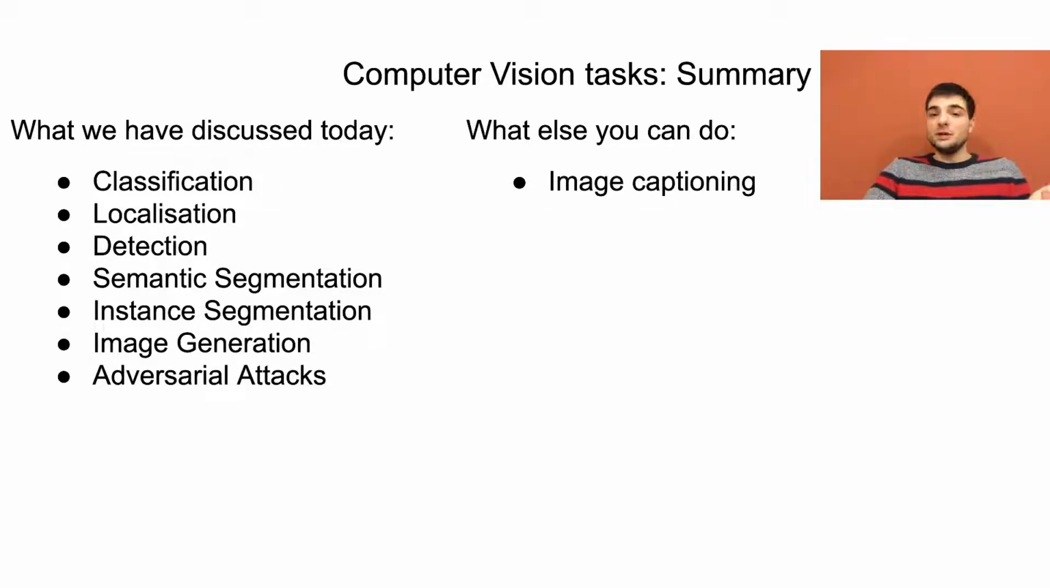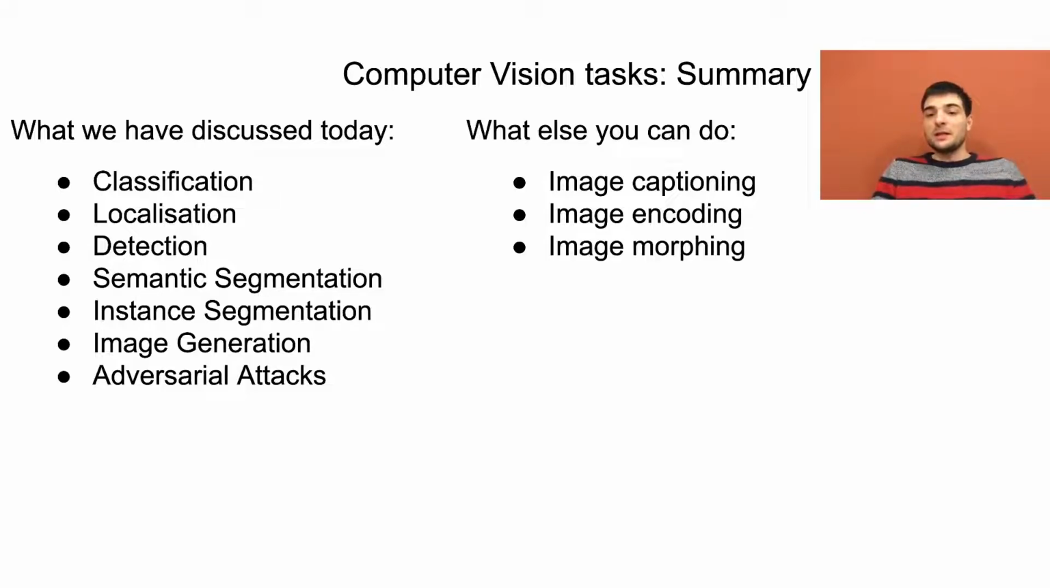Like image captioning, a combination of computer vision and natural language processing, where for every image, a string describing this image should be generated. Image encoding, just a way to encode an image, maybe to reduce the used size or to reduce some noise on it or something like that. Image morphing, just transforming one image into another. Image upscaling, actually making an image better in terms of resolution, for example, super resolution.